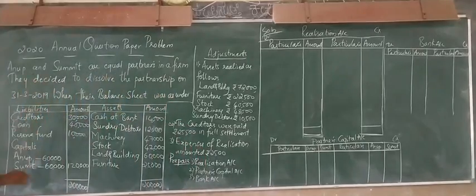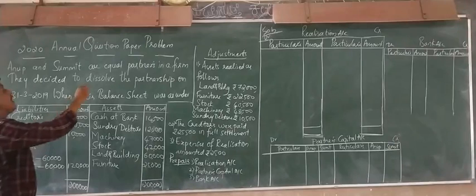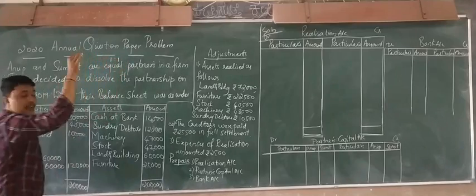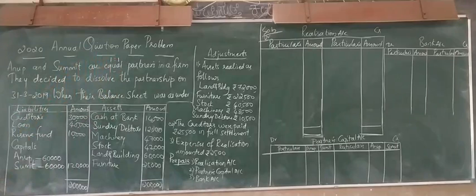Anup and Sumit are equal partners in a firm. They decided to dissolve the partnership on 31st March 2019 when their balance sheet was as under. So they have given the balance sheet. Anup and Sumit are equal partners. So what do you mean by equal partners? Equal means 1:1. Their ratio is 1:1.